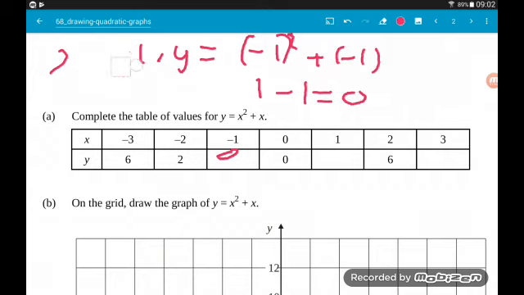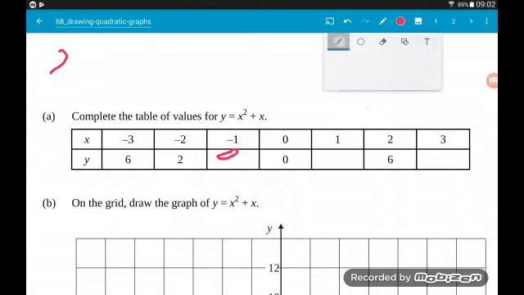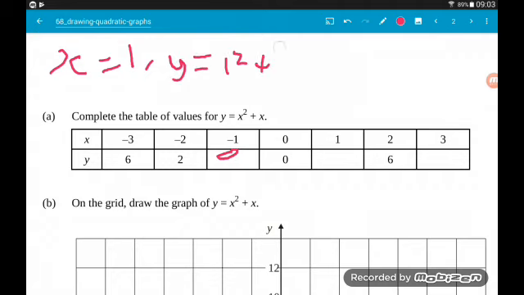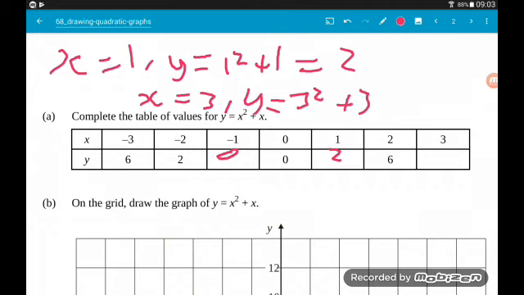Next we're looking at the value of y when x is equal to positive 1. If x is positive 1, then y is 1 squared plus 1. 1 squared is 1 times 1, which is 1, plus 1 gives us 2. So when x is 1, y is 2. Our final value that we need to find is y when x is 3. So y will equal 3 squared plus 3. 3 squared is 3 times 3, which is 9, plus 3 gives us 12. So we've now completed our table of values.